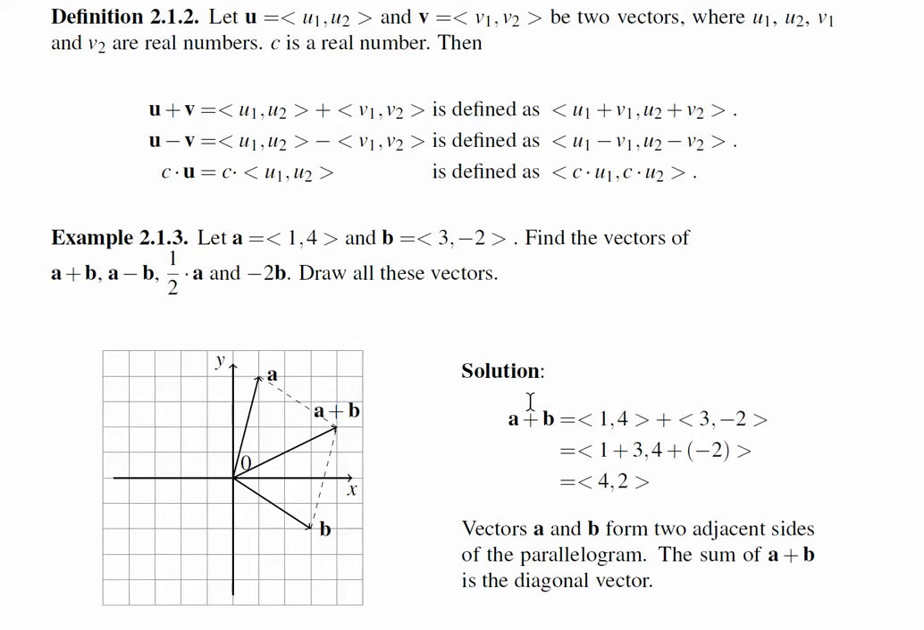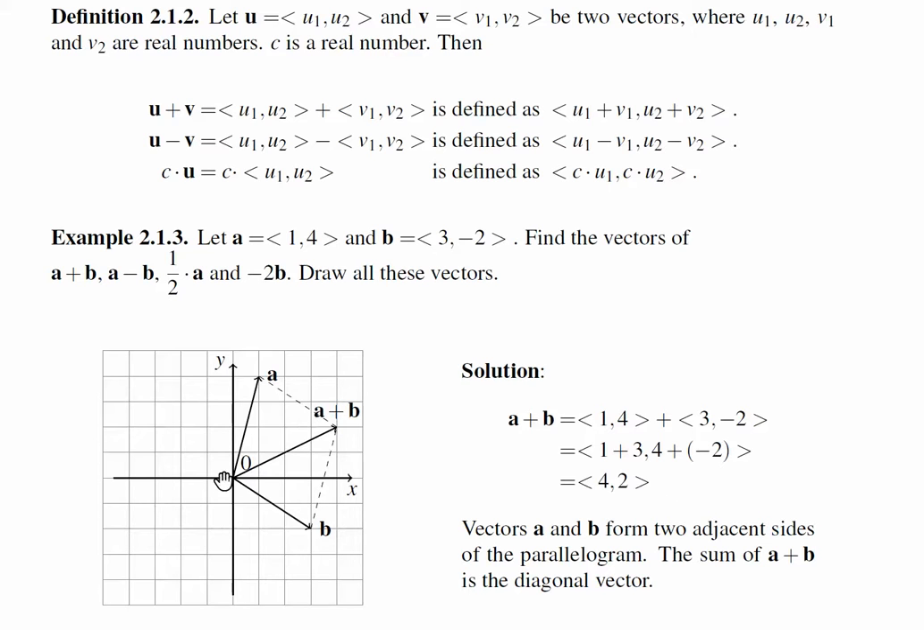If we do the addition, A plus B, then it will be 1 plus 3, which gives us 4. And then 4 plus negative 2, which gives us 2. So this will be 1, 2, 3, 4. That's the first component, or x component. And the y component will be 2. So this is the sum of the two vectors.